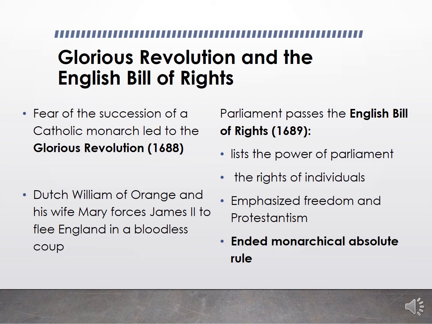Okay, and when this happens, the Parliament passes the English Bill of Rights. And this happens in 1689. And what this does is, like I said, representative of this political transition in England. What it does is it lists the power of Parliament. It gives the Parliament a lot more political power when it comes to lawmaking, when it comes to being the final authority on laws in England. And then it also lists rights of individuals. So it does emphasize this idea of individual rights and liberties.